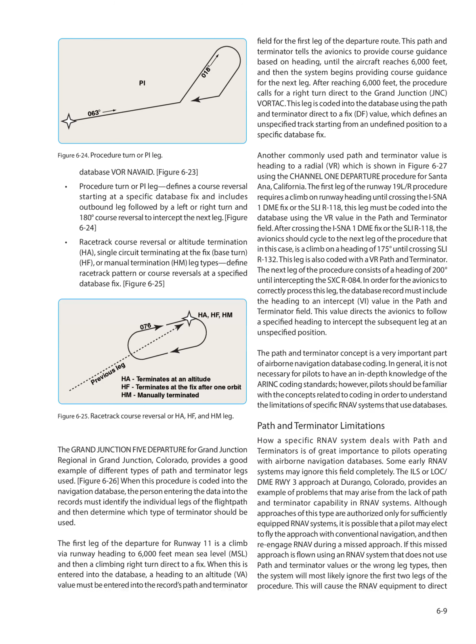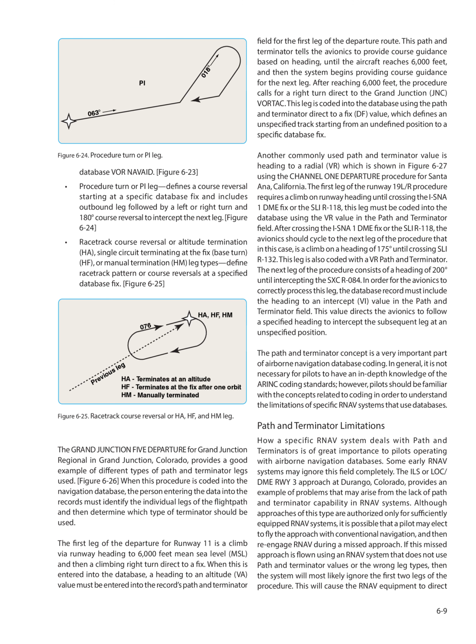Figure 6.22, heading to a radial termination, or VR leg, defines a specified heading to a specified radial from a specific database navaid. Figure 6.23, procedure turn, or PI leg, defines a course reversal starting at a specific database fix and includes an outbound leg followed by a left or right turn and 180 degree course reversal to intercept the next leg. Figure 6.24, racetrack course reversal, with altitude termination, HA, single circuit terminating at the fix, HF, or manual termination, HM, leg types, define racetrack pattern or course reversals at a specified database fix.